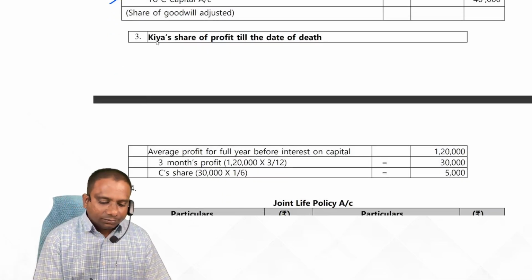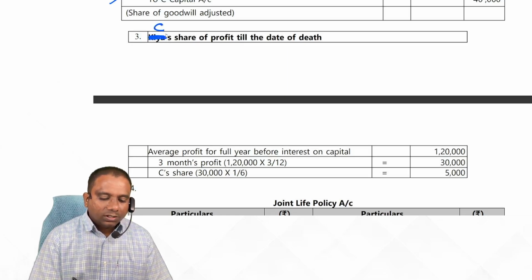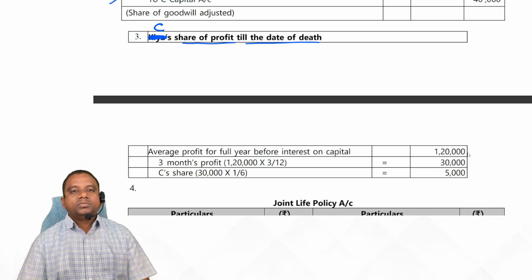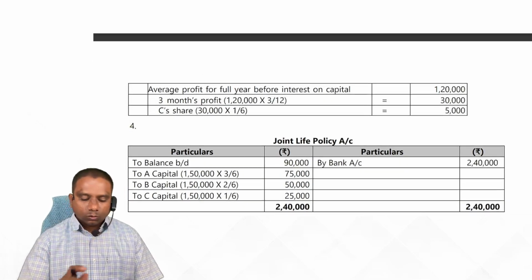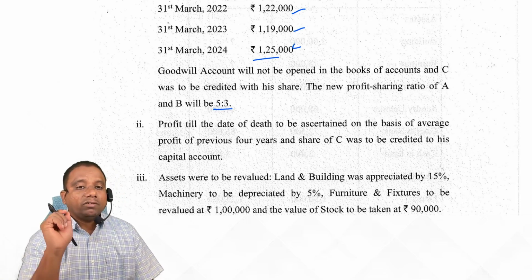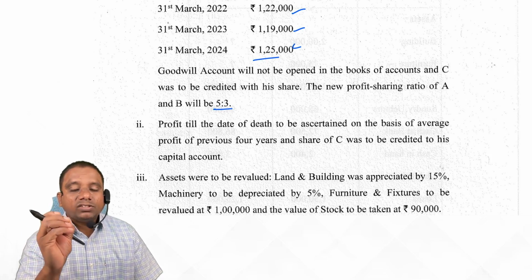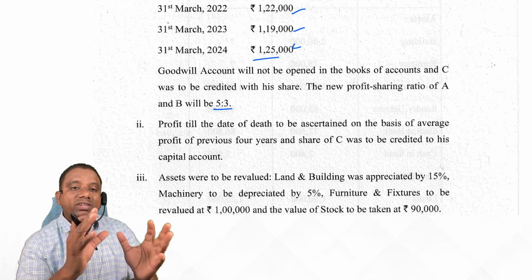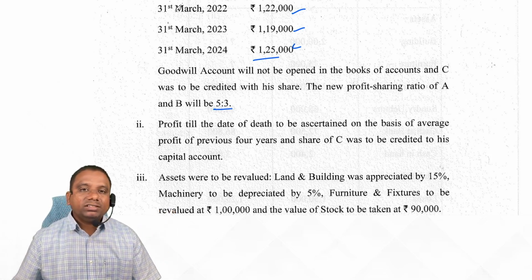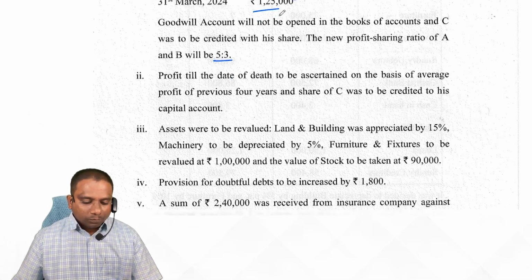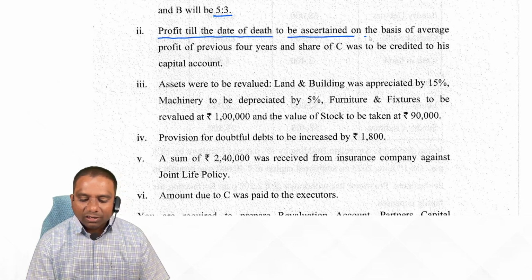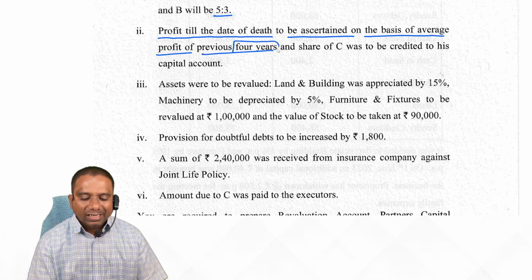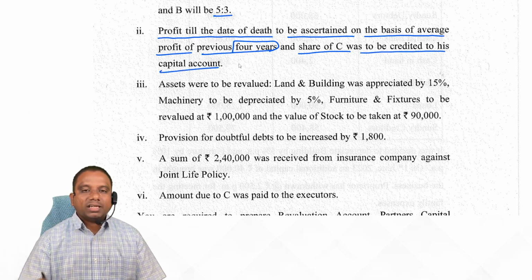Next important adjustment is, this is not here, this is C. This share of profit till the date of death. Observe. He is alive for 3 months now. So how is the share of profit given? We have a concept of share of profit may be given based on time basis or turnover basis, or sometimes they may give you based on the previous year's average profit. Look at profit till the date of death to be ascertained on the basis of average profit of previous 4 years, and share of C was to be credited to his capital account.